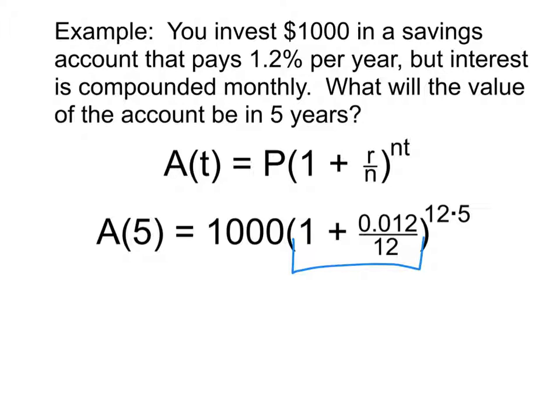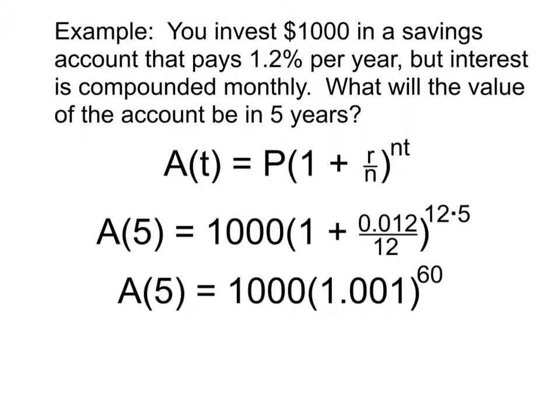For this first problem, I chose nice pretty numbers because 0.012 divided by 12 just equals 0.001. It's going to make life a little bit easier. And the 12 times 5, since that's up on its own in the exponent, I can do as well. So this is the equation I'm going to actually calculate the value for. 1,000 times 1.001 to the 60th.